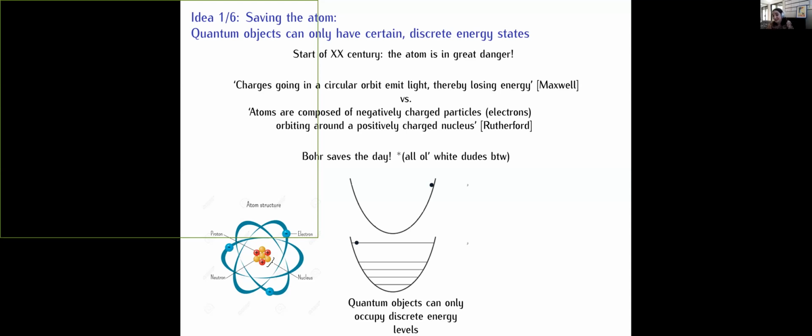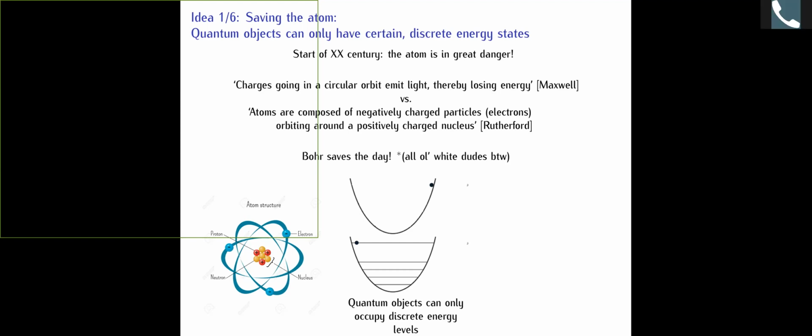And it turns out that there's another dude called Bohr that saves the day. He actually reconciles the observation of Maxwell and the observation of Rutherford by proposing that quantum objects, for instance electrons, which orbit around the nucleus in an atom, can only occupy discrete energy levels.